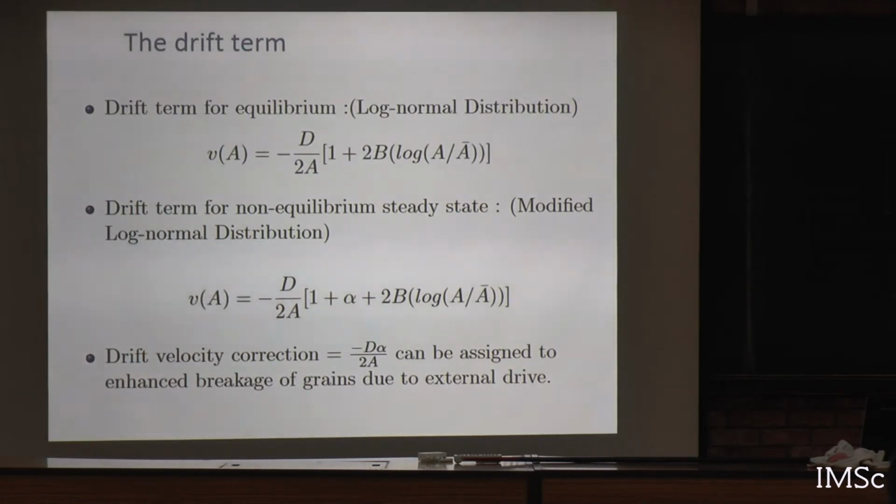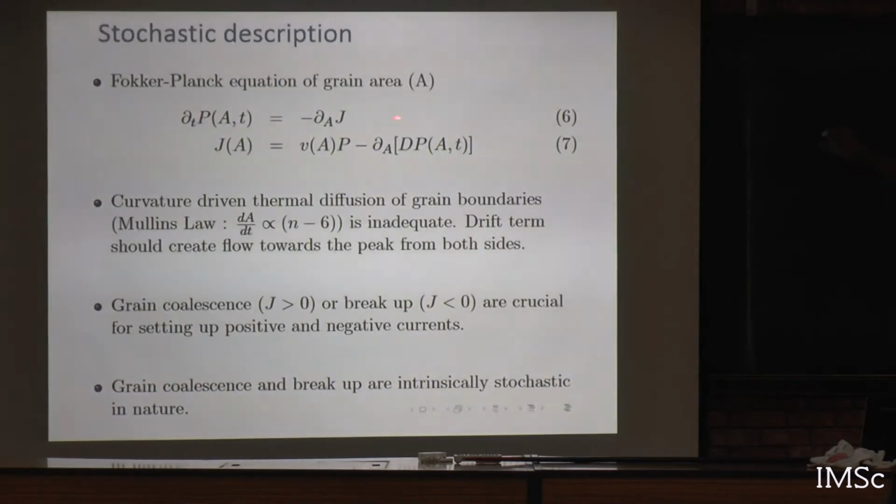So what we found is that the drift term changes in our case by that amount alpha, and this will lead to that modified log normal distribution. And you can see that since alpha is positive, your drift is becoming more negative. This drift comes on the right hand side of your flux here, this J, so it is becoming more negative. That just means that you have dominance of breakage over coalescence. This is just an interpretation.